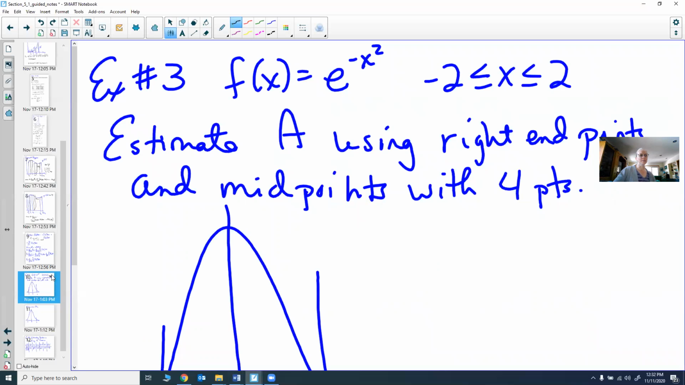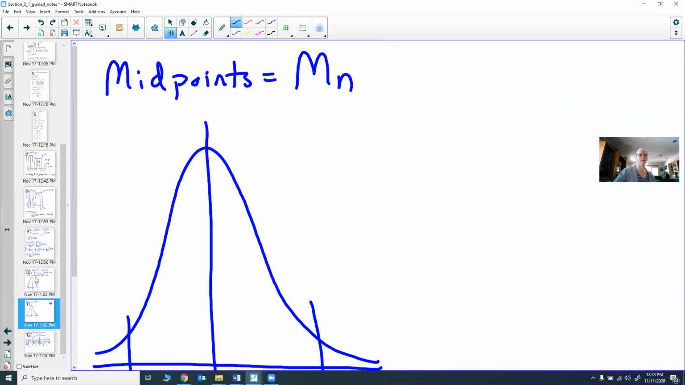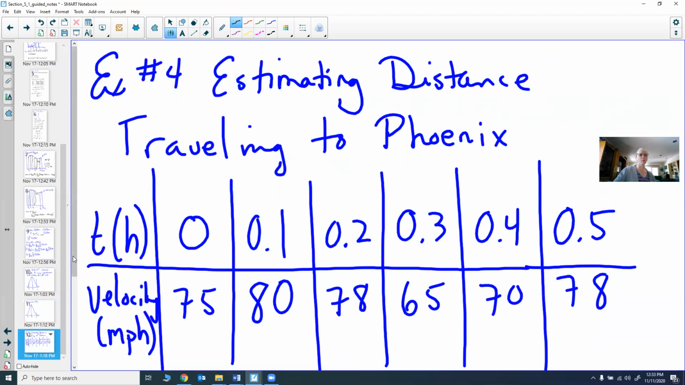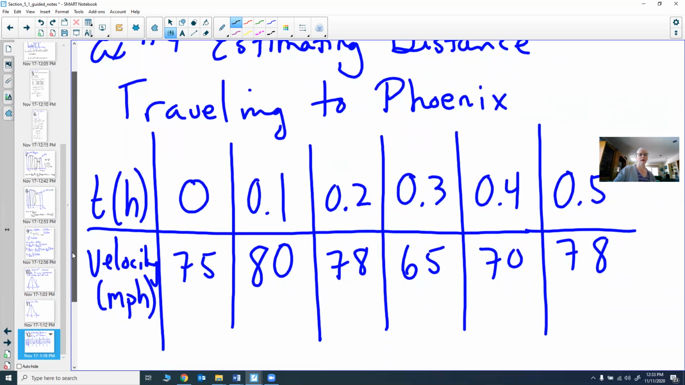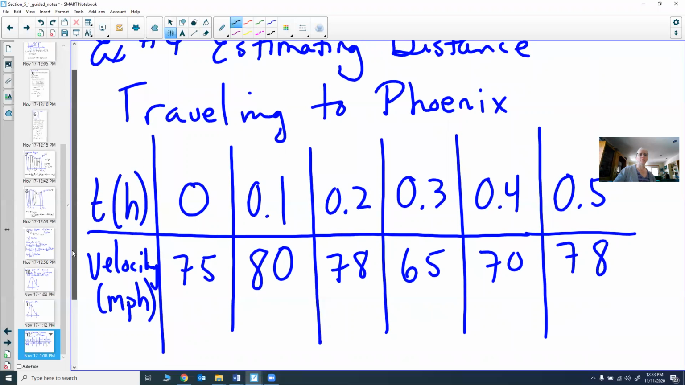All right, so we just did that. And we can also estimate distances with this, not just areas. So I did want to mention that we did start talking about distances. We didn't do much with distances. I mentioned it at the start. I want to show you how we can do it. So I was traveling to Phoenix one time, and during a period from 0 to about half an hour, I measured what my speed was.